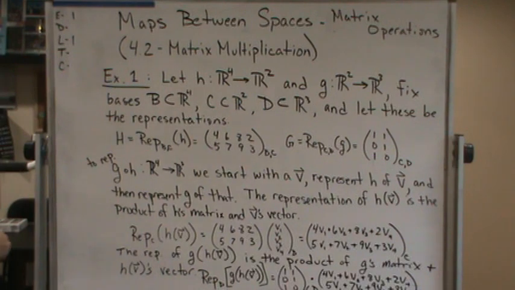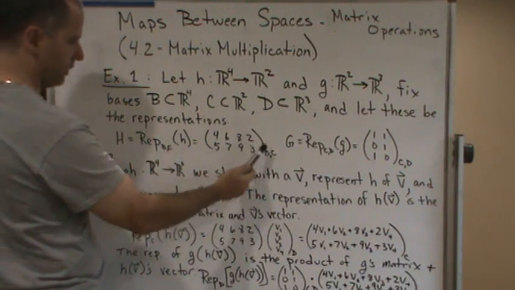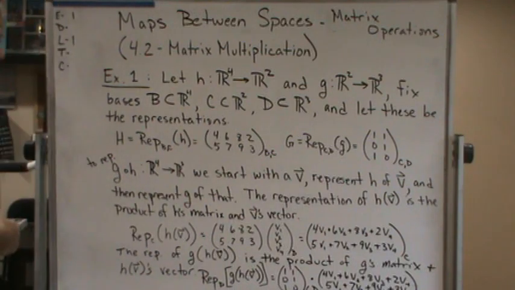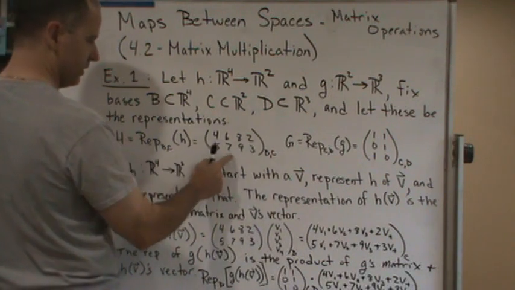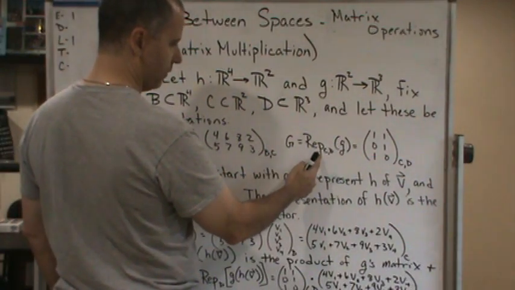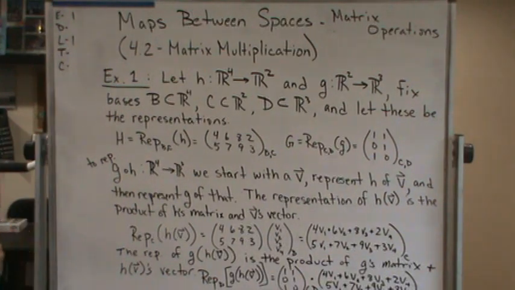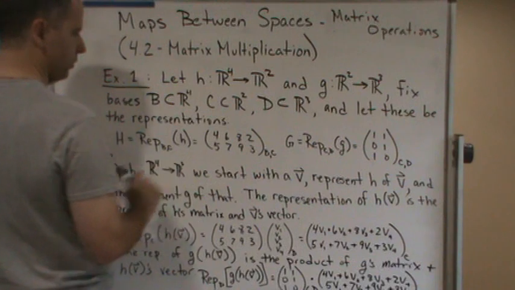And then let these be the representations that we're looking at, okay? So here's the representation matrix for H. So this is the matrix representation for going from B to C. So this is the mapping. And then for G, this is the representation from C to D, right? For G. Okay? So these are the representations that we're going to use.